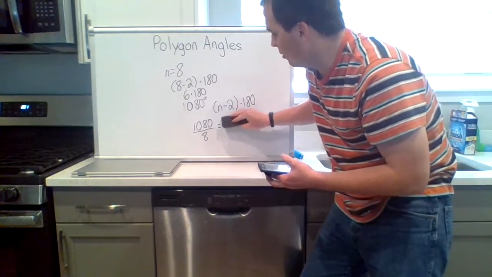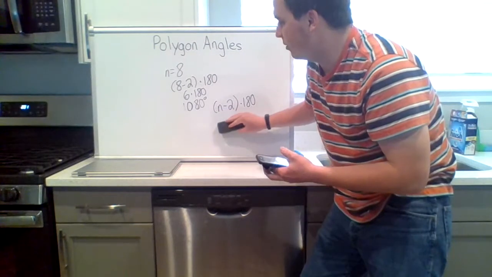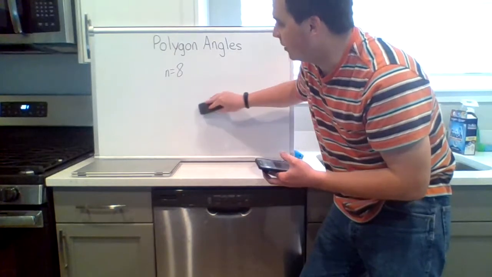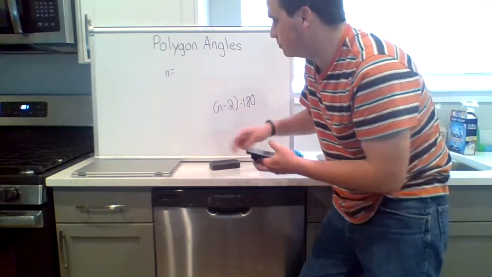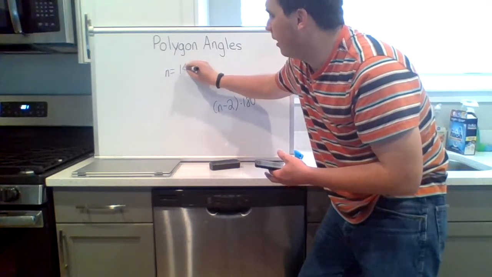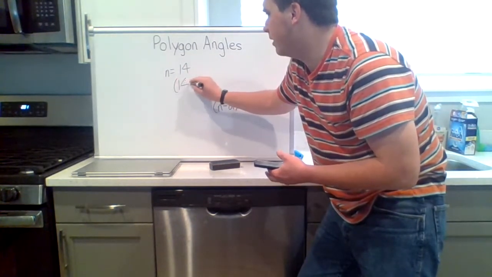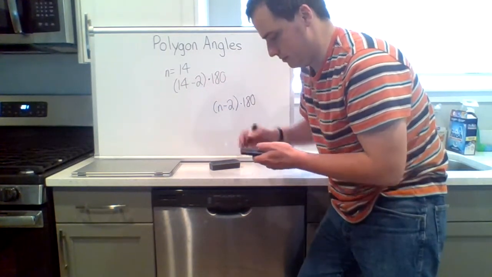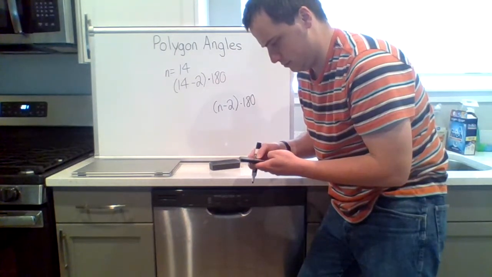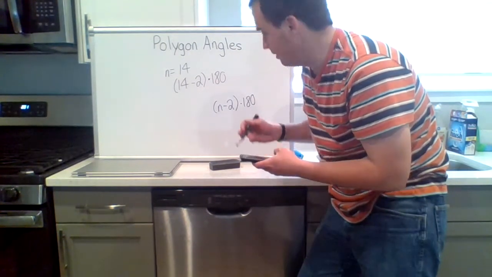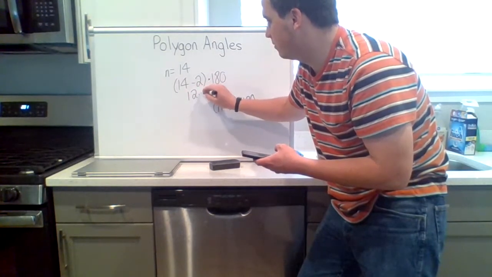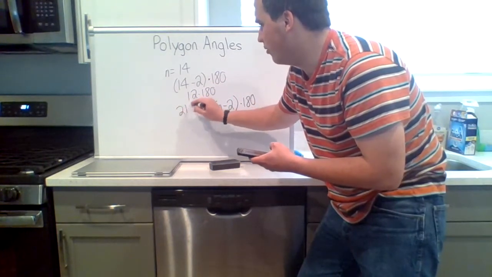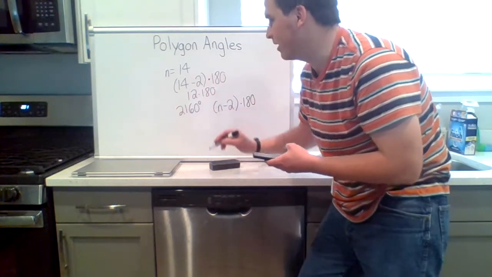Alright, just to make it clear, let's do another example. Let's just go weird shape. How about a 14-gon? In a 14-gon, we're going to do 14 minus 2 times 180. Twelve times 180. That will equal 2,160 degrees in total for the 14-gon.